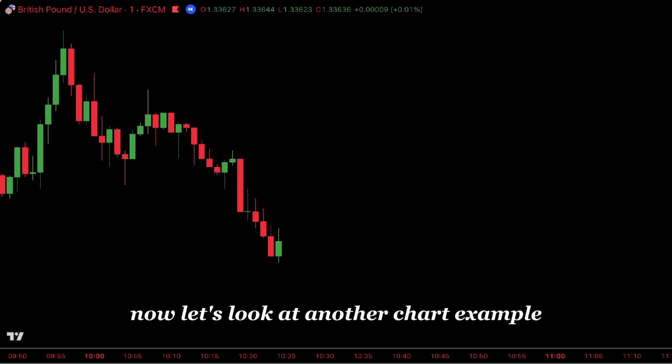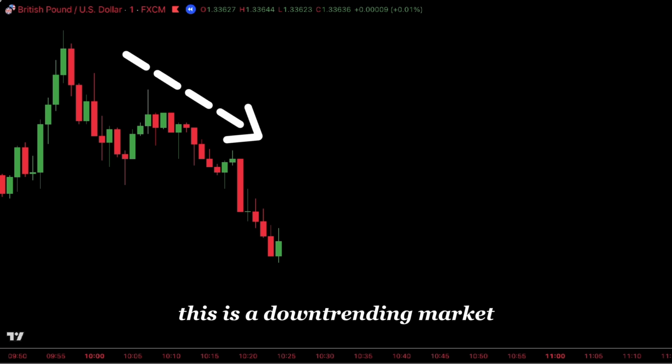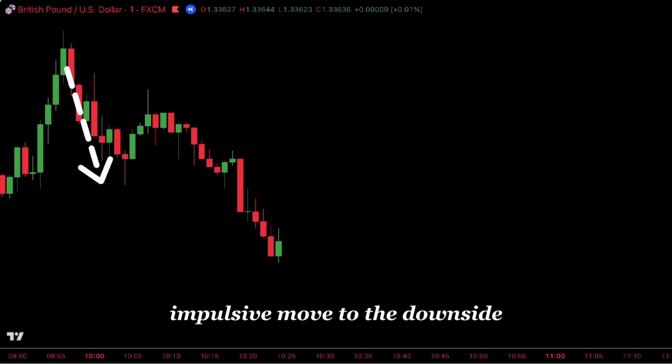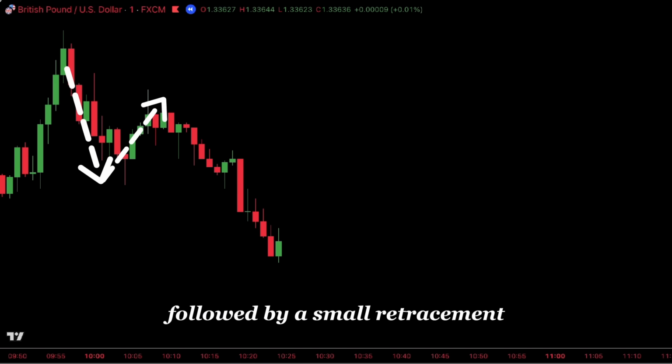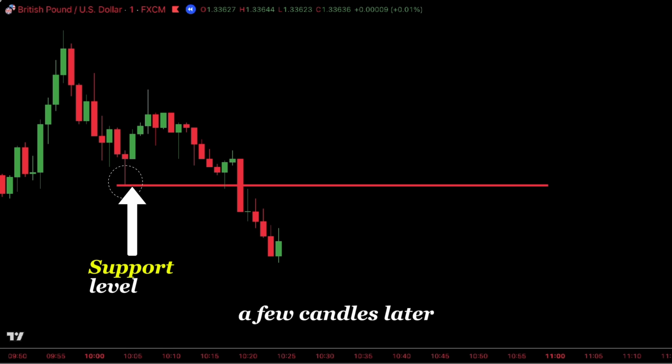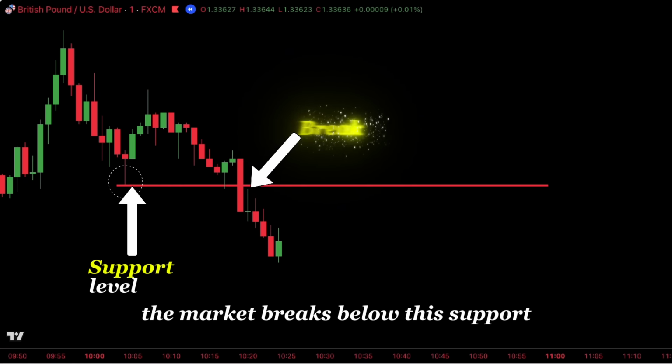Now let's look at another chart example. This is a downtrending market, which means sellers are in control. As you can see, the market makes a strong, impulsive move to the downside, followed by a small retracement. Here we have a clear support level, so let's draw it on the chart. A few candles later, the market breaks below this support.